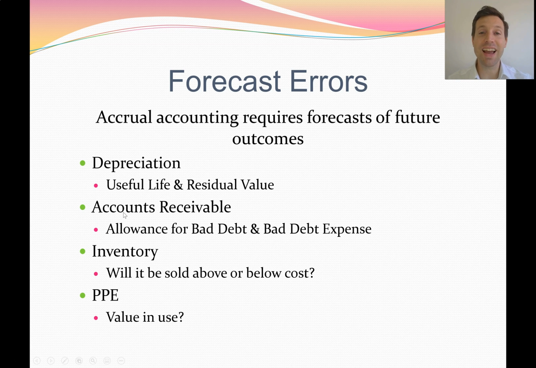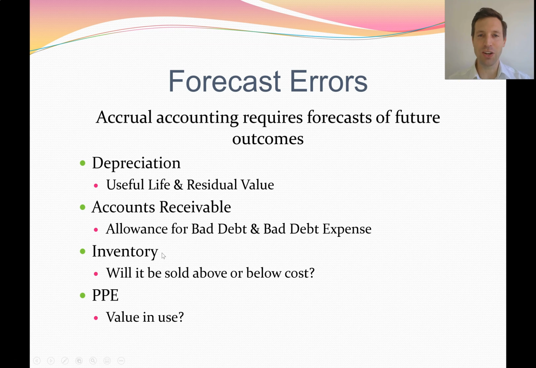For an account like accounts receivable, you need to record an allowance for bad debt and record your bad debt expense in the income statement. Again, if you're trying your best with your estimations and you're making some innocent forecasting errors, over time that should balance out. But if you're deliberately overstating the credit quality of your customers and you're deliberately understating your bad debt expense, that will lead to higher reported profits and higher accounts receivable due to a lower allowance for bad debt. So that would lead to biased financial statements.